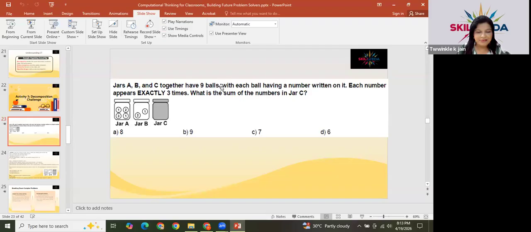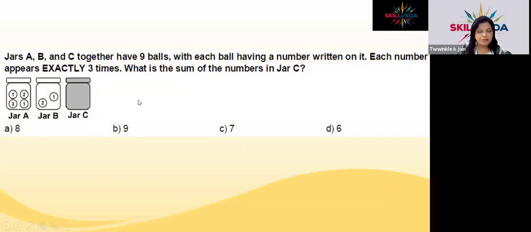These jars A, B, C have together 9 balls, with each ball having a number on it. Yes. Hope the numbers are visible for you. I will just make this a slide. Each number exactly appears 3 times. What's the sum of the numbers in jar C? It is hidden. Find out.